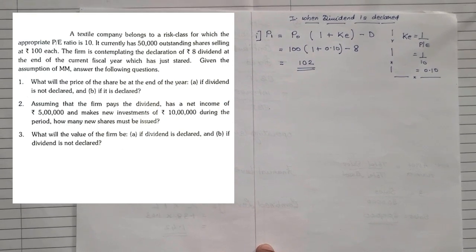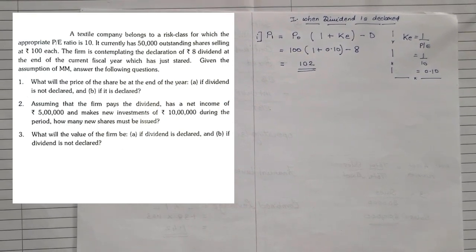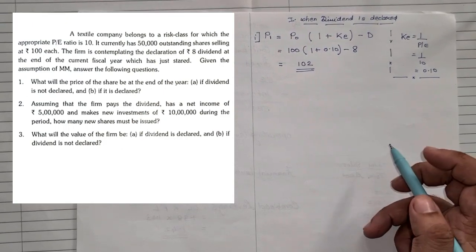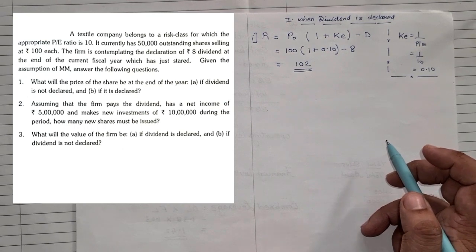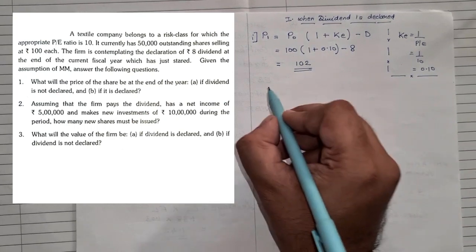Okay, that is the very first thing they've asked us to find. Secondly, they ask us here, assume that the firm has to pay dividend and has net income and investment. Find how many new shares can be issued. Now remember, in order to find the number of new shares to be issued, we need to first find the amount of finance required.